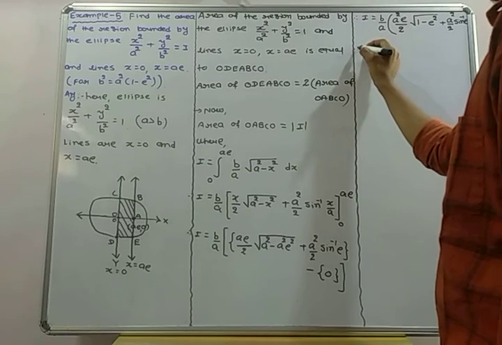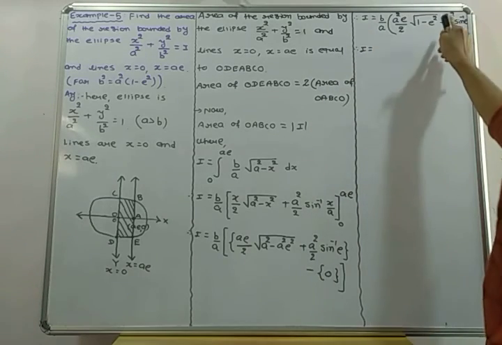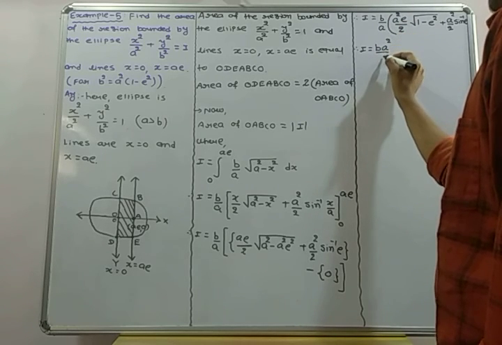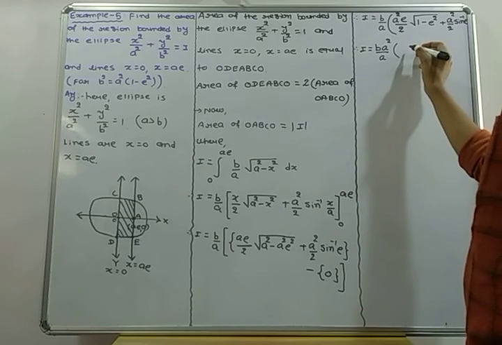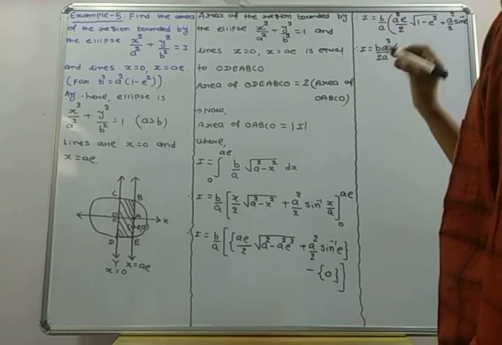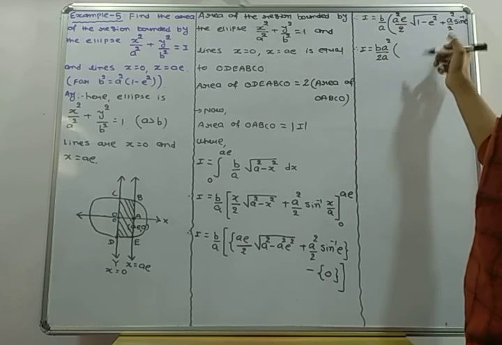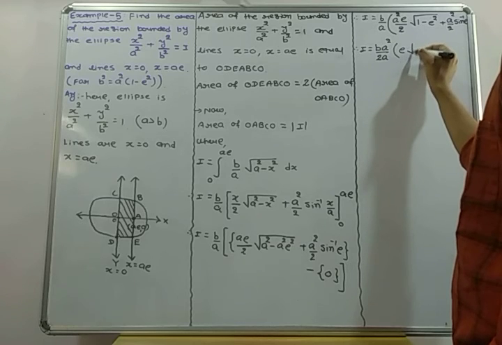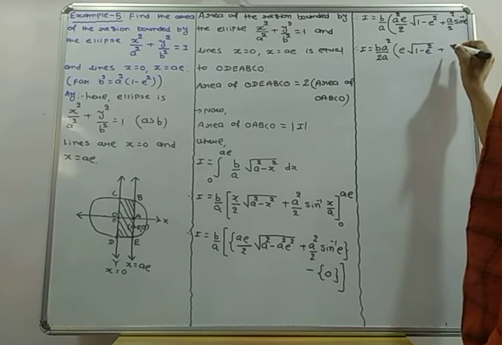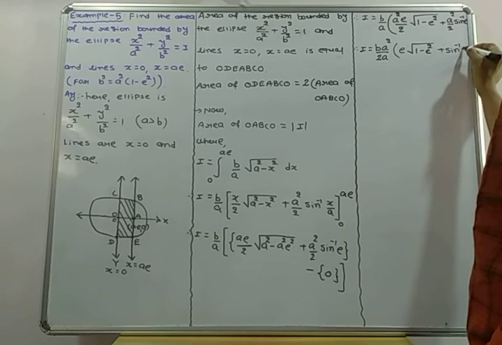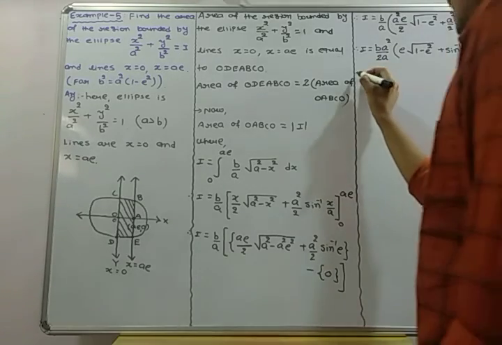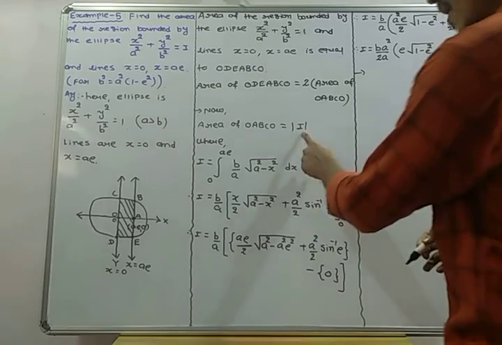Okay, therefore I equal to, can we take a square outside, b into a square by a, so bracket, and can we take 2 also outside? Okay, the outside becomes 2a. Then bracket, a square by 2 common only, e under root 1 minus e square plus sine inverse e. Now this is the area, sorry, this is the only I. What is I? Mod of I is the area of OABO.